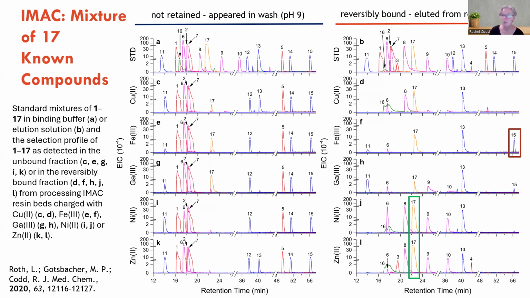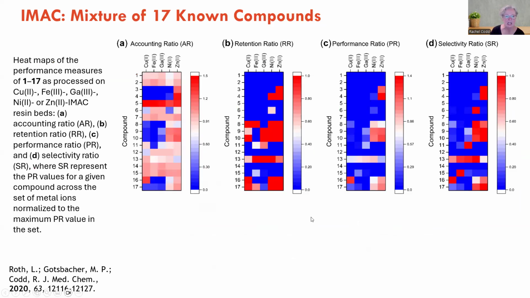And then what you would really need to do is what's called a phenotypic screen, which is a broad screen to actually check for activity either as an antibiotic or as some sort of metalloprotein inhibitor. And what we did in this work was calculate all of the accounting ratios, retention ratios, and so on, and then ultimately came up with a selectivity ratio.